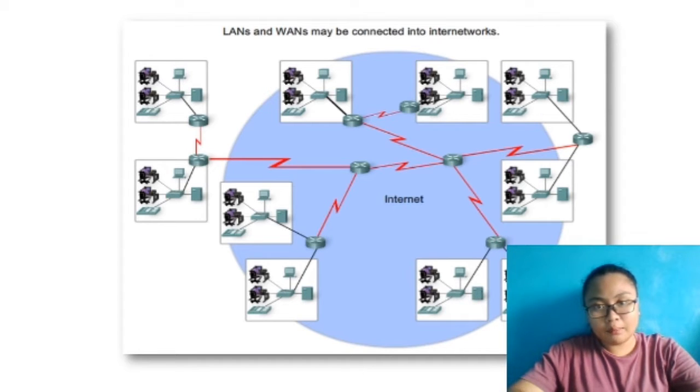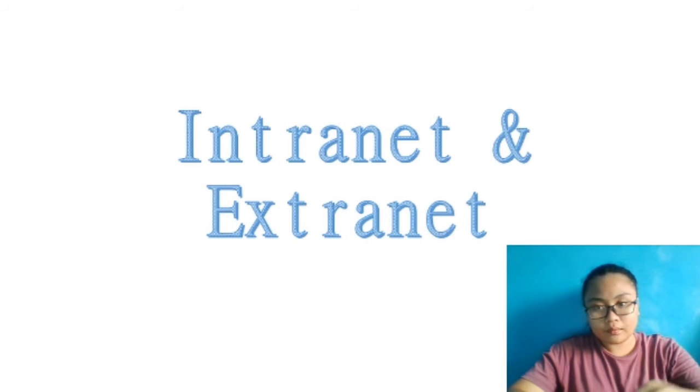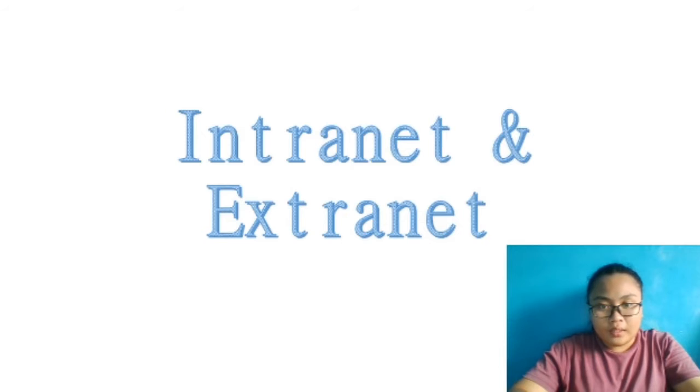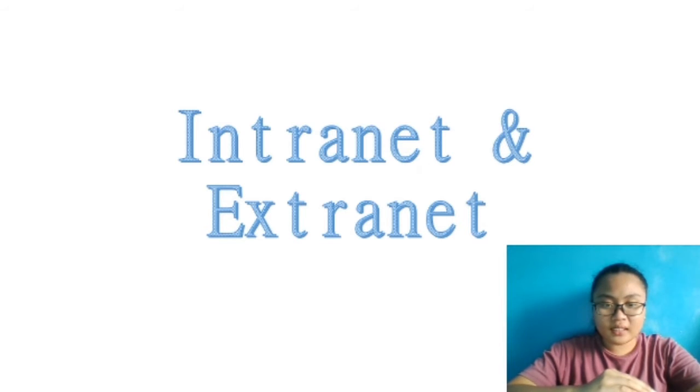LANs and WANs may be connected into internetworks, intranet and extranet. This is the example, this diagram. An intranet and extranet support two different areas within a business, but have similar goals to improve how employees work with clients and each other. Sometimes they exist within the same software, other times separately.